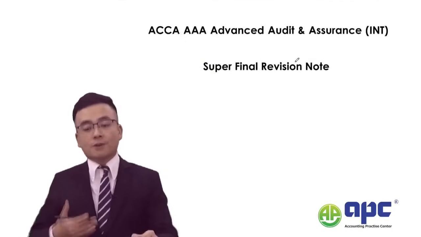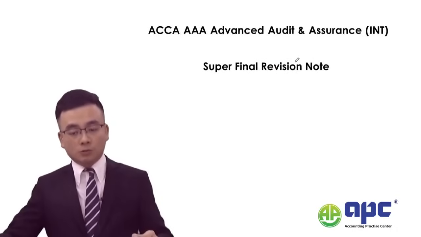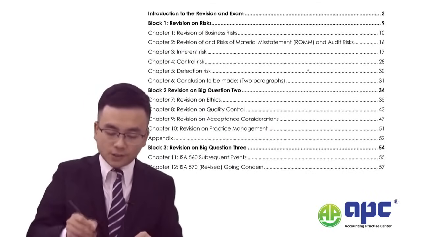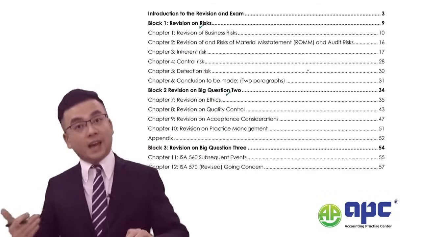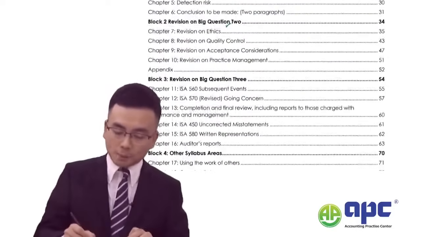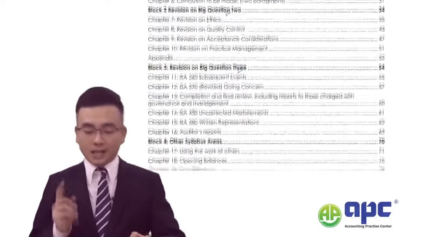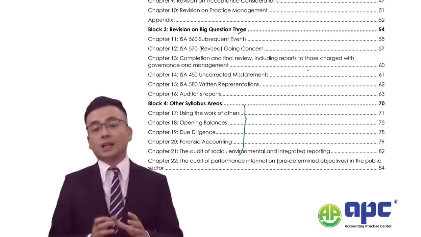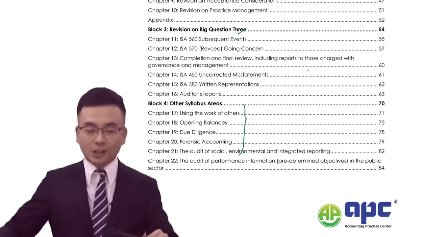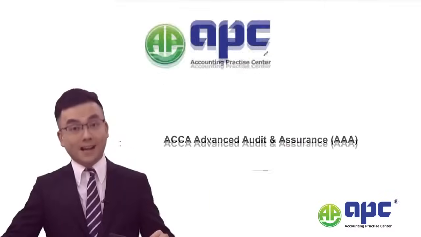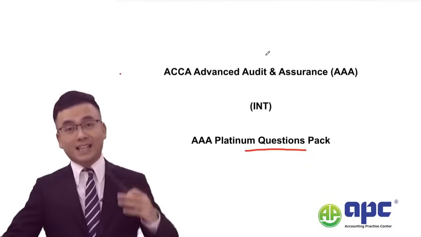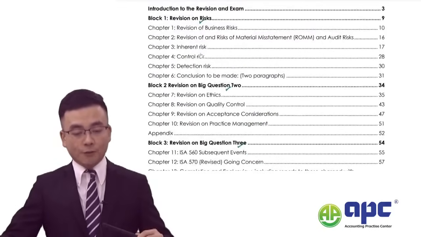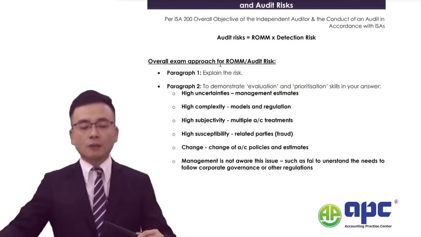Not only for that, I will also give you my super final revision note. I will give you a summary on risk, and the big Question 2, for example, is ethics and quality controls, and the big Question 3 areas, and some of the small areas there. And you will see in this note, unlike in the Platinum question pack where I go through each of the questions in turn, that I will be going through, for example, the format.